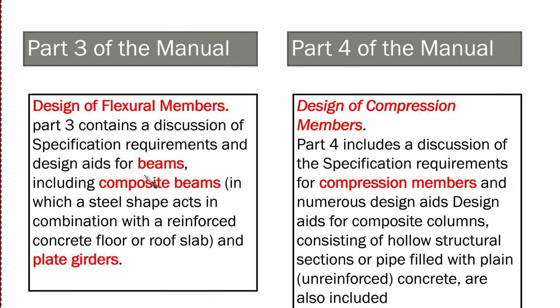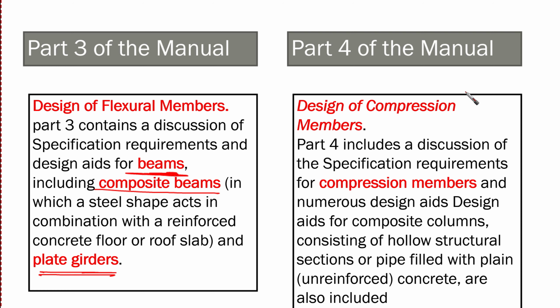After that, we have part 3 of the manual, which gives us design of flexural members. From its title, this part contains a discussion of specification requirements and design aids for beams in general. Beams include the composite beams, in which steel shapes act in combination with a reinforced concrete floor or roof slab, and plate girders. So beams means that we have composite beams and we have plate girders.